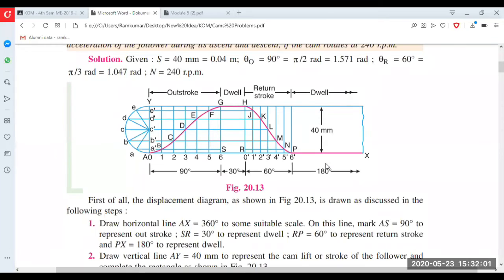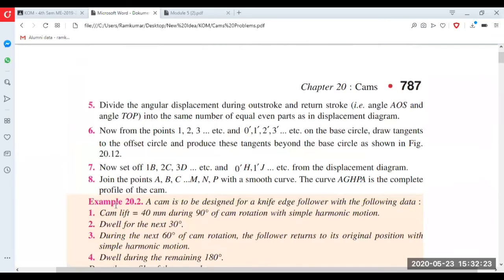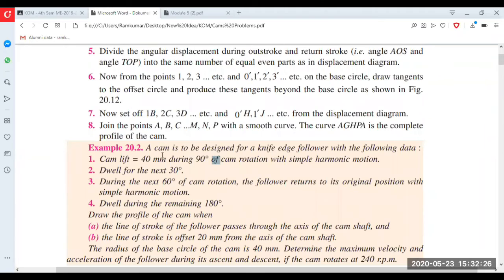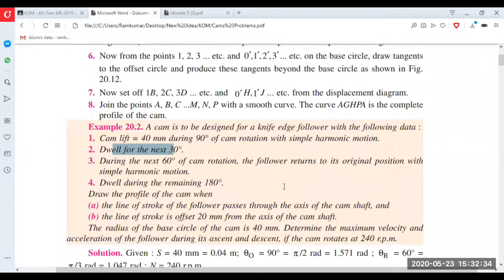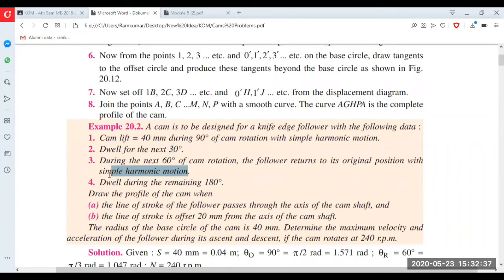Now what is the lift? That is the height we have to take. Lift is given as 40 mm. So first you draw a rectangular box. This will represent the total 360 degree, and the height will be 40 mm. For simple harmonic motion, initially it is simple harmonic motion, correct? The cam will be rotating for the first 90 degree with simple harmonic motion, dwell for the next 30 degree, and returns to the original position also with simple harmonic motion. So all the motions are simple harmonic motion here.